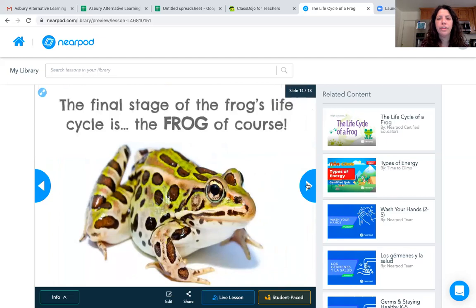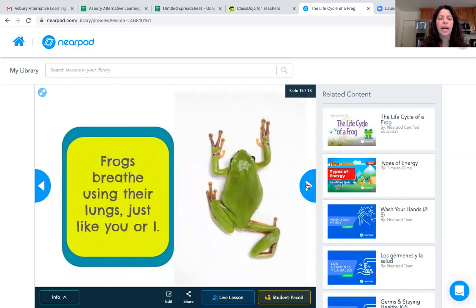Now, the final stage of the frog's life cycle is, well, the frog. Okay. At this point, frogs breathe air using their lungs, just like you and I do.